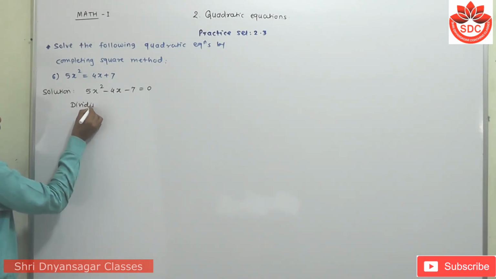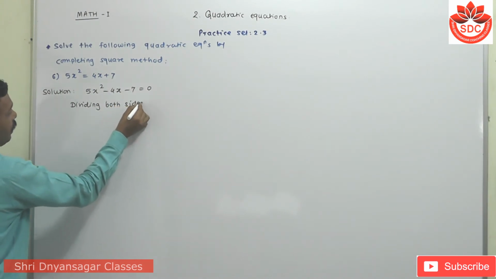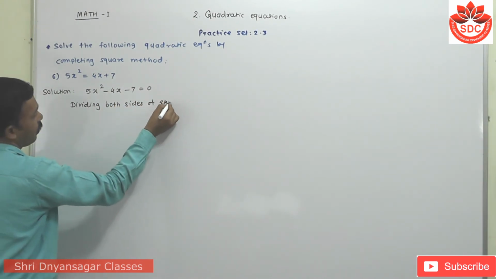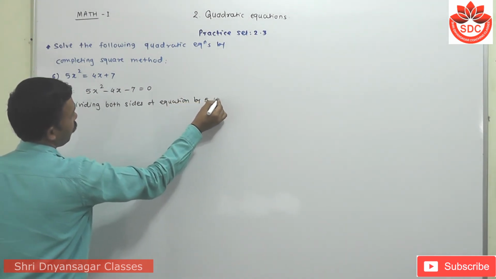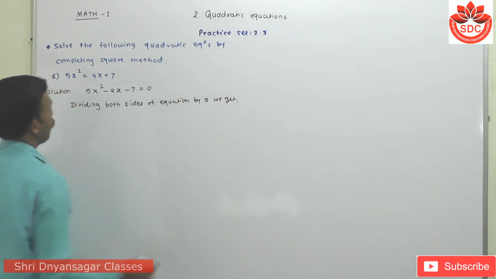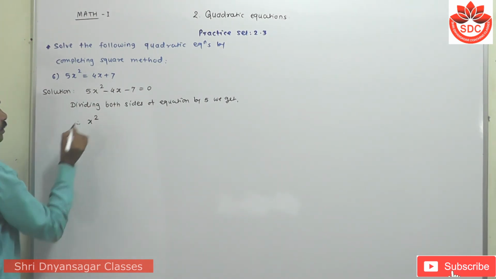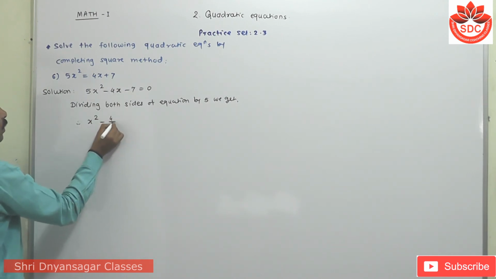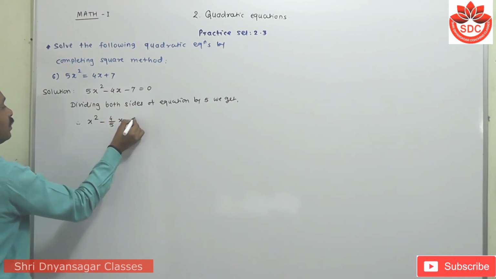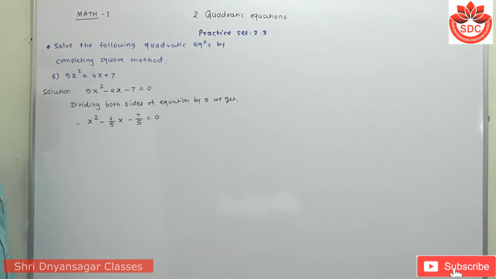Dividing both sides of the equation by 5, we get x square minus 4 upon 5x minus 7 upon 5 is equal to 0.